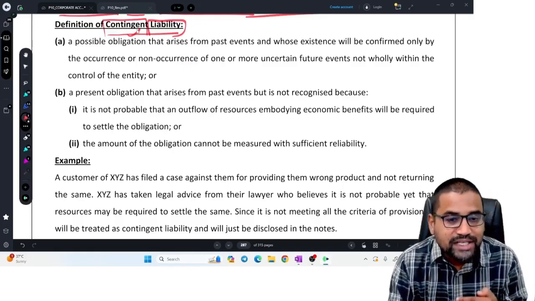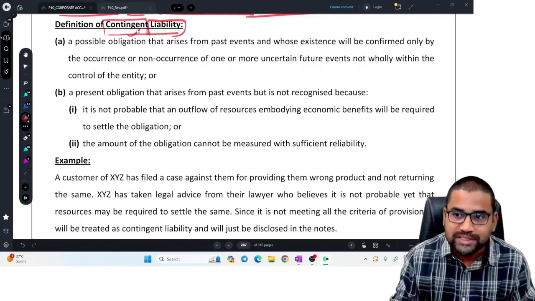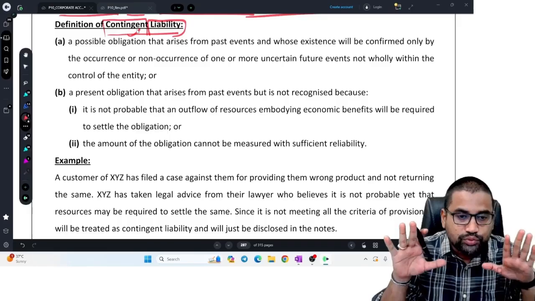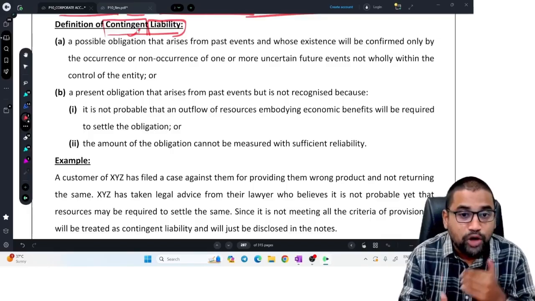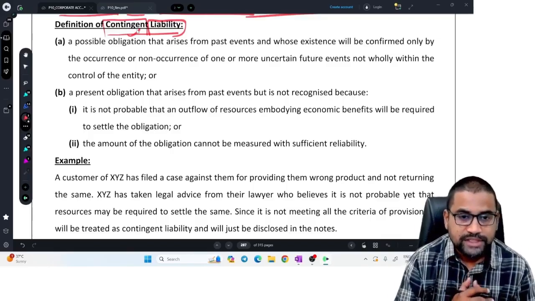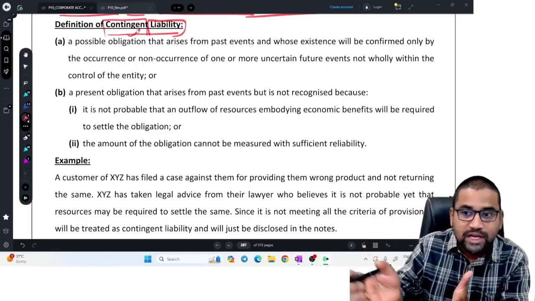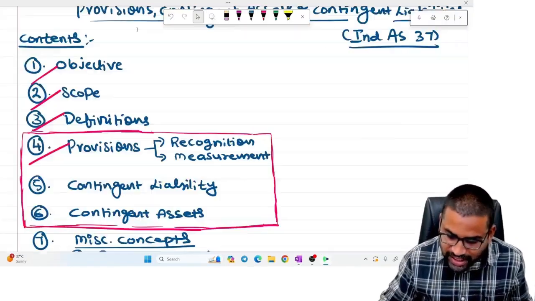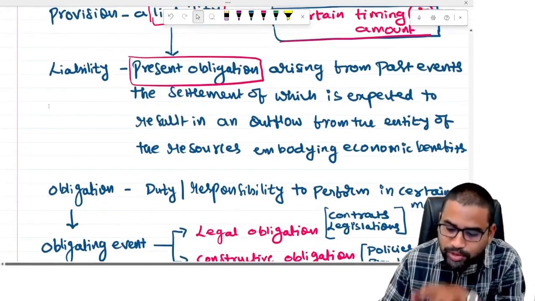So what is a contingent liability? A contingent liability actually has two parts. It is defined in two ways. Or a contingent liability may come because of these two. First, it is not a present obligation, it is a possible obligation. Second, it is a present obligation, but it does not result in outflow of resources. Because if you see the liability definition, we discussed already, a liability is a present obligation with probable outflow of resources.